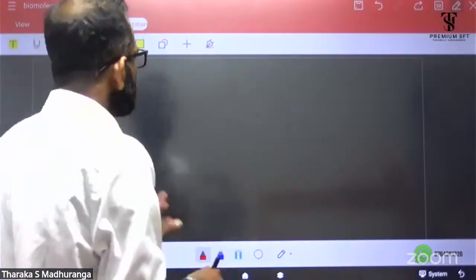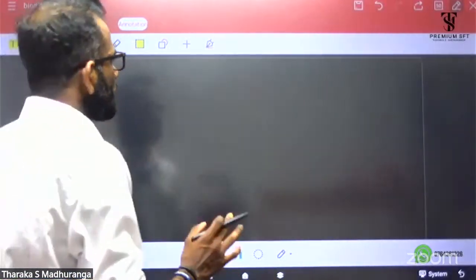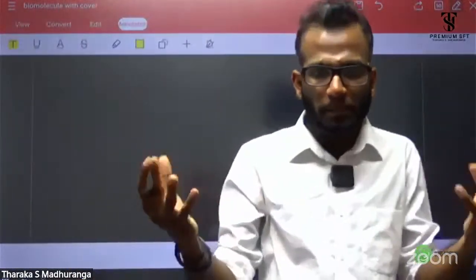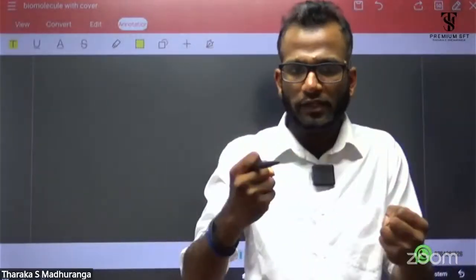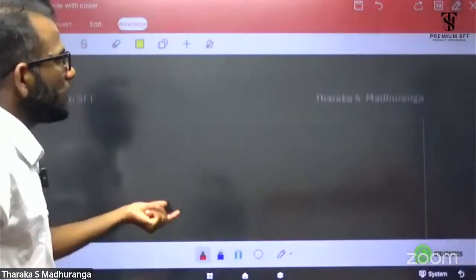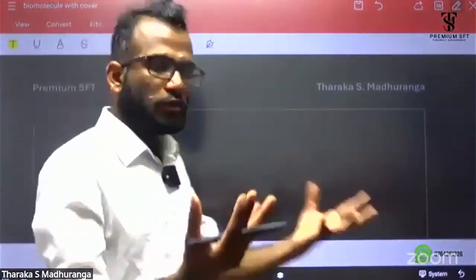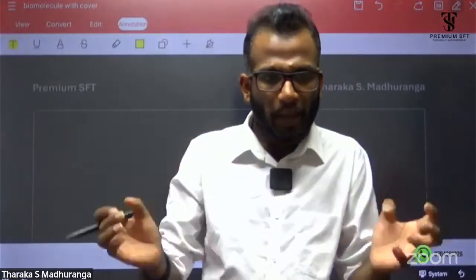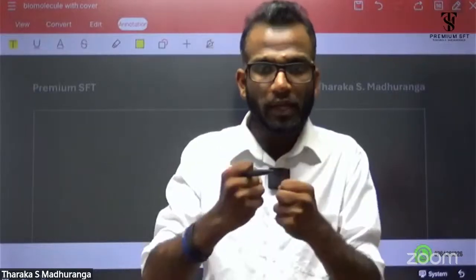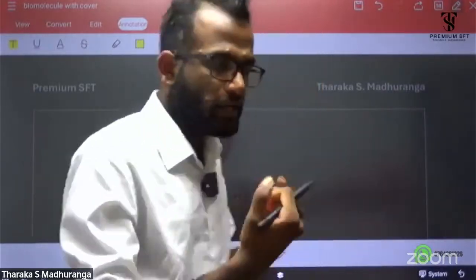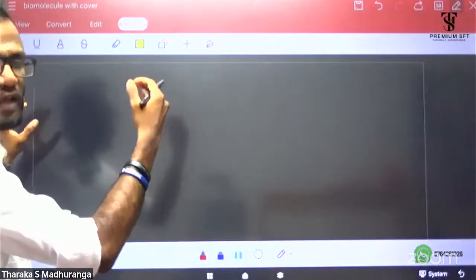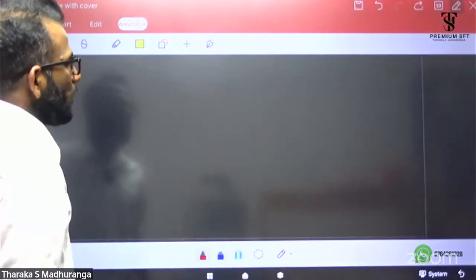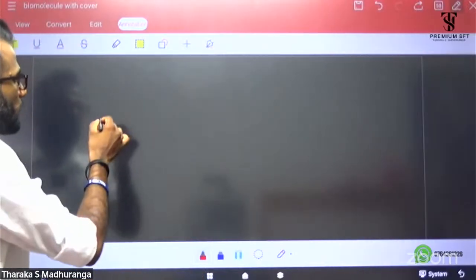The peptide bond is also the same. If any doubt, please ask. I'm going to explain how to make a peptide bond between two amino acids. In the previous carbohydrate part, monosaccharides combined with a glycosidic bond. In this case, amino acids bond with a peptide bond. In proteins, the bond between amino acids is called the peptide bond.